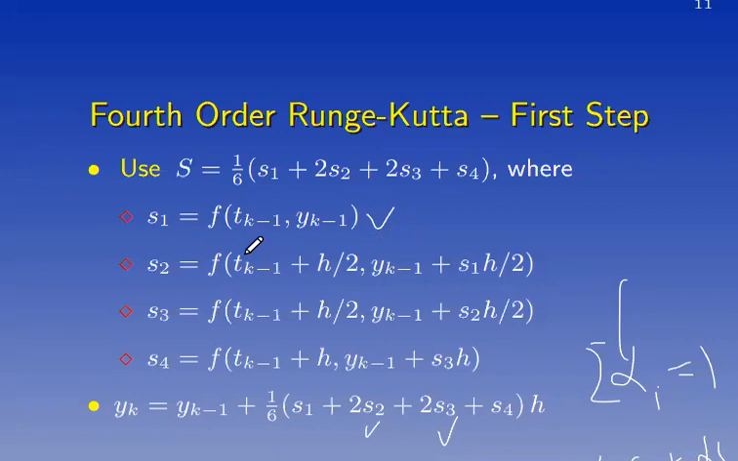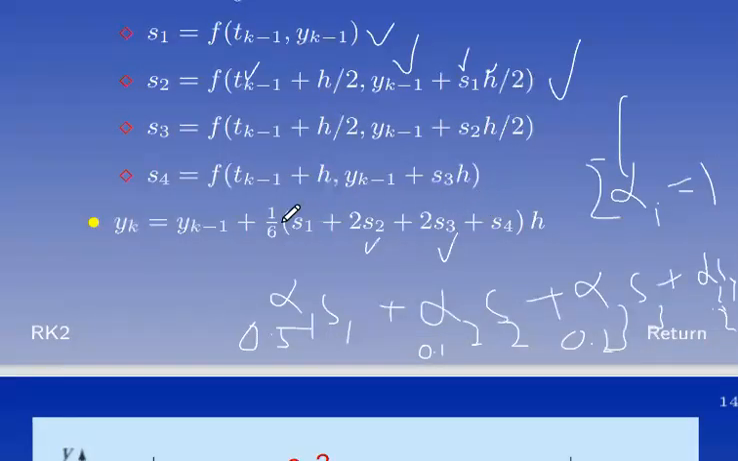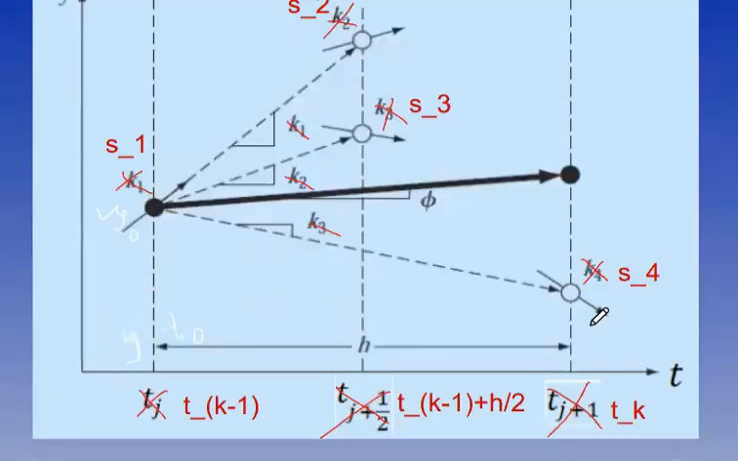This is y naught. h is given; the user will define that. So you compute that slope S1 times h. Then you compute this slope as well, S2. Similarly S3, S4, then take the weighted average, and then you can find this. If this is y_{k-1}, this is y_k. Got it? Did you understand?